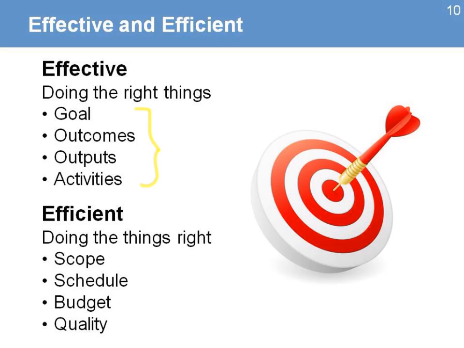Efficient means doing the things right, and we look at this element. We look at how we're using our resources based on the different constraints that we have. That means we're hitting the target with only one try. We don't need to spend 2 or 3 times to reach that target. So when we look at our monitoring plan, we also need to make sure that we're looking at how effective we are and how efficient we are.